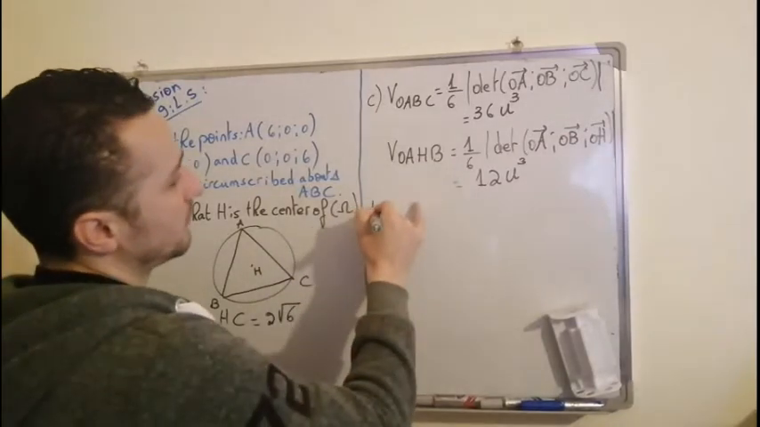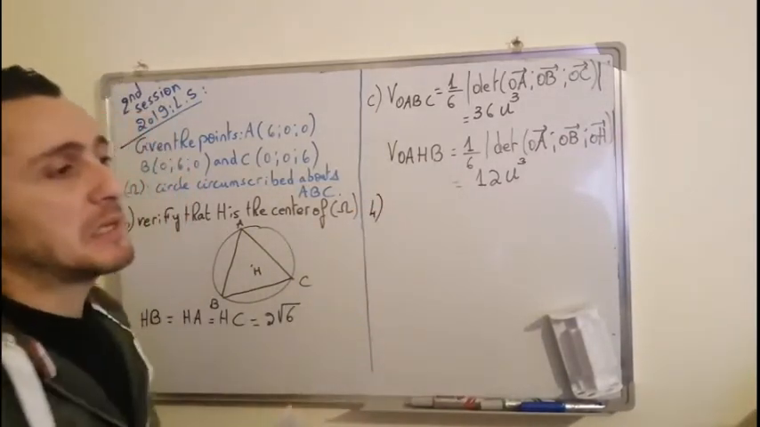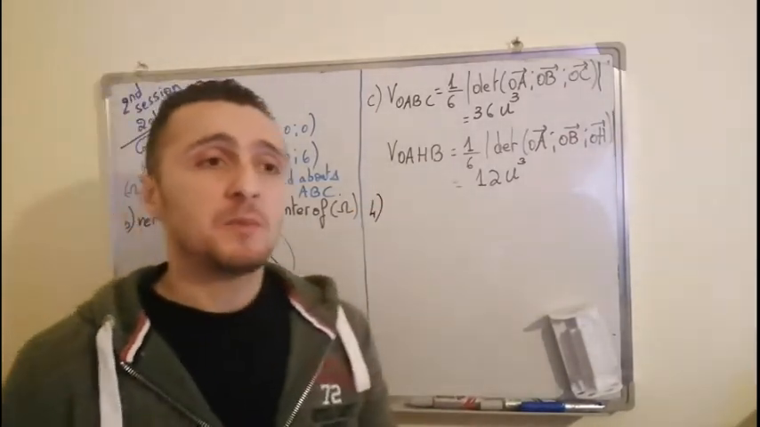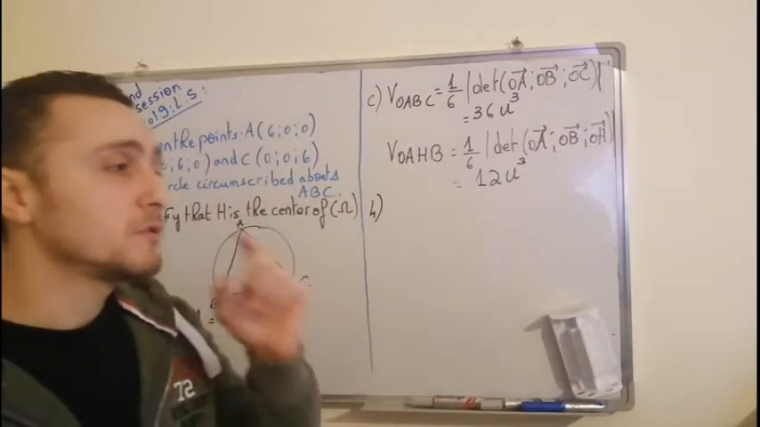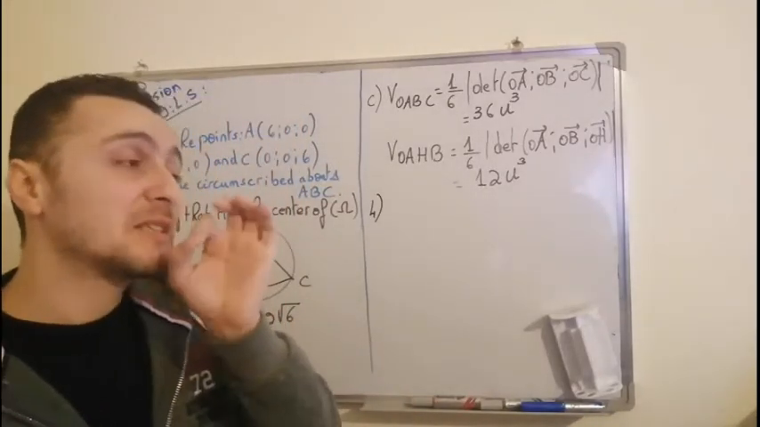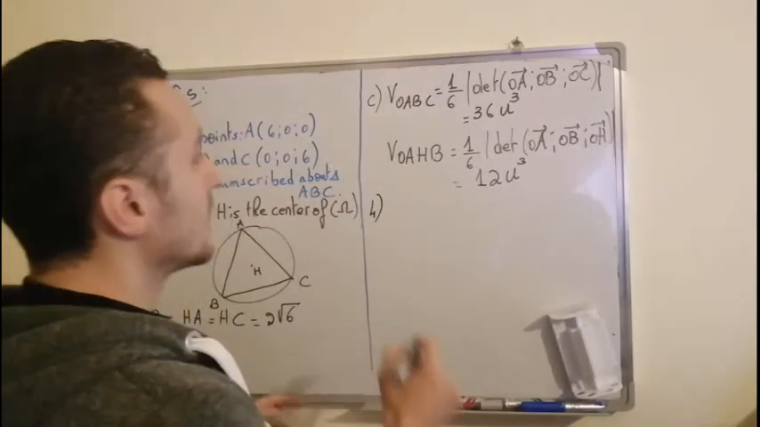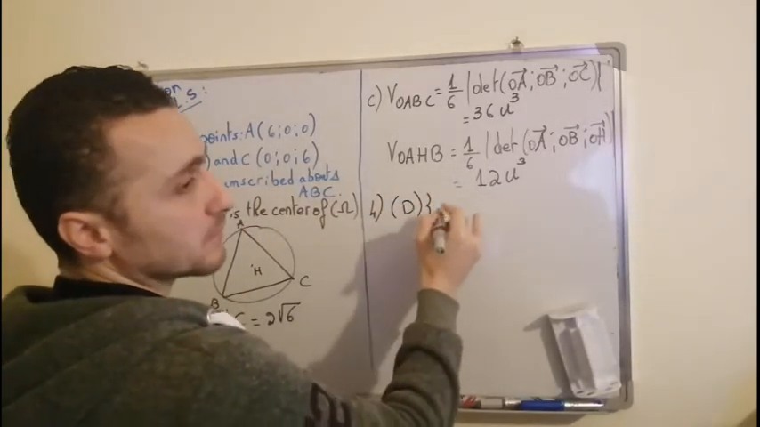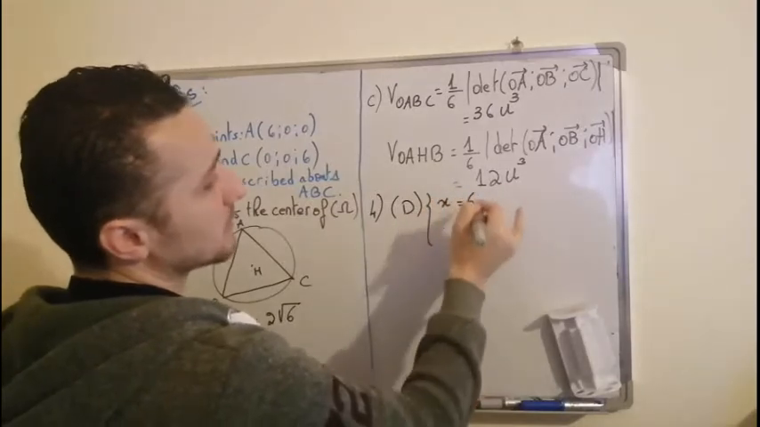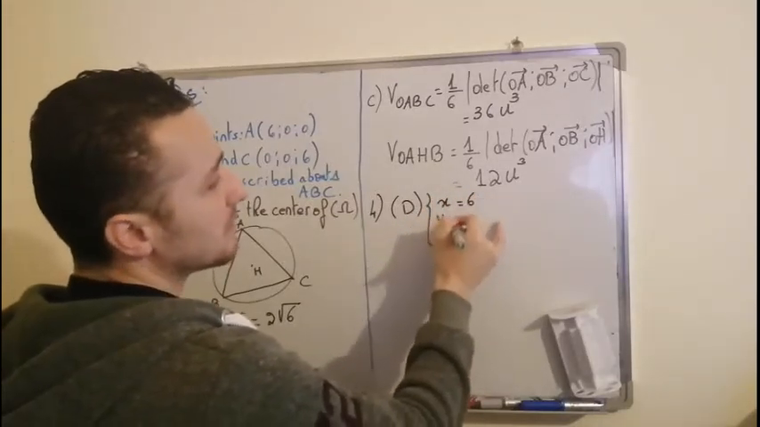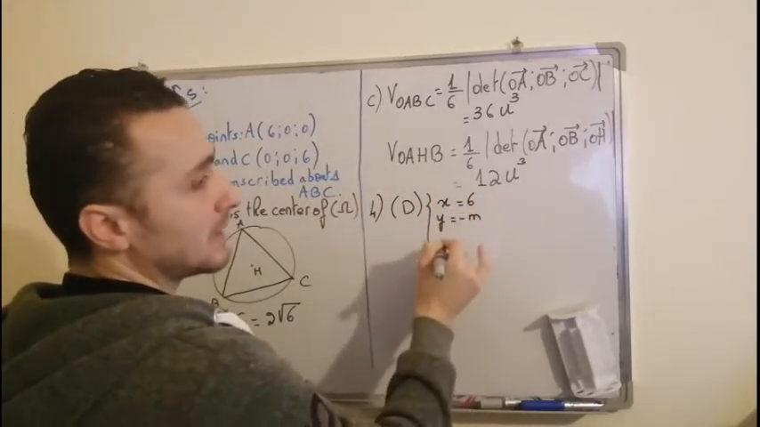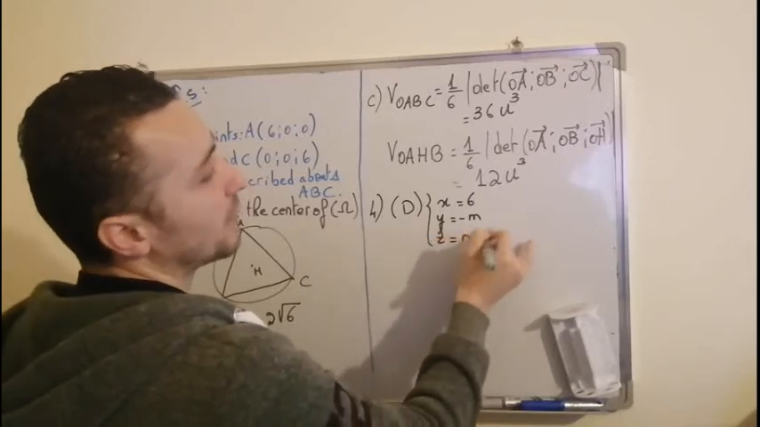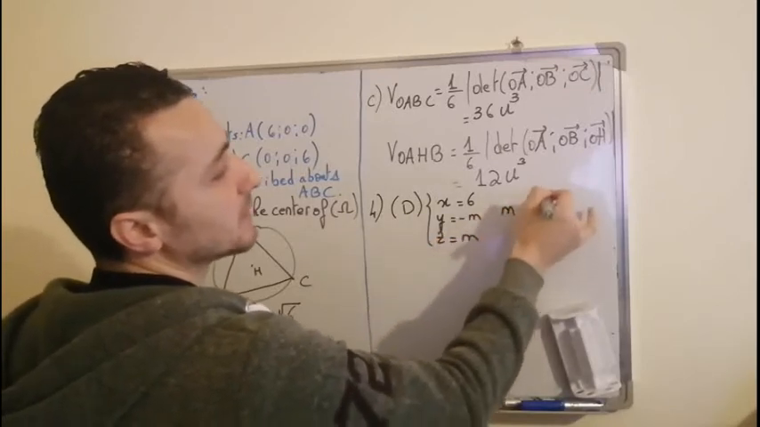Part 4. Guys, part 4 is the important part. It doesn't mean it's difficult, as you'll see it's easy, but it's very important. Consider the line D of equation x equals 6, y equals minus m, and z equals m, with m a real parameter.